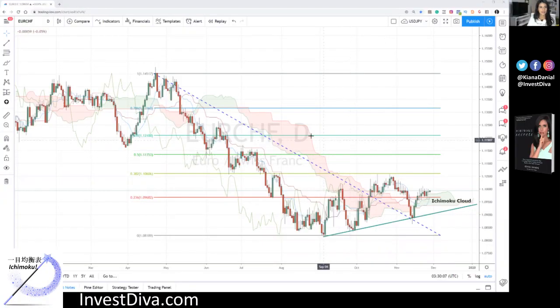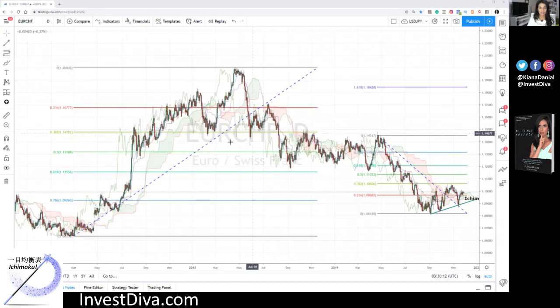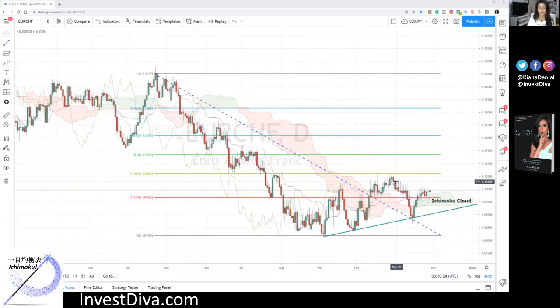All right, so this is the Euro Swissy daily chart. I already went ahead and created some Fibonacci retracement levels. So in the bigger uptrend that we had back in 2017 that ended in 2018, we have these Fibonacci levels. And then for the most recent downtrend that started in April and ended in September, we have this Fibonacci retracement level, which actually kind of explains what is happening right now.